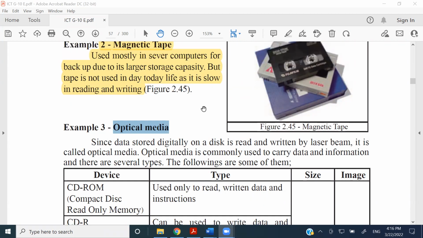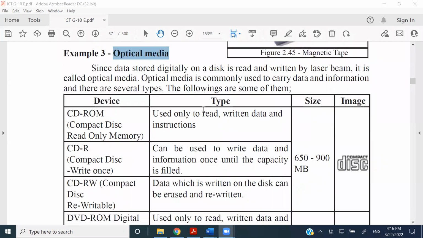Okay, so now we are going to move to the optical media. Optical media is the second type of data storage. Why is it called optical media? Because it uses a laser beam, which is considered an optical beam, to store the data, right? So they use this laser beam to write the data onto the optical media, as well as to read the data from it.